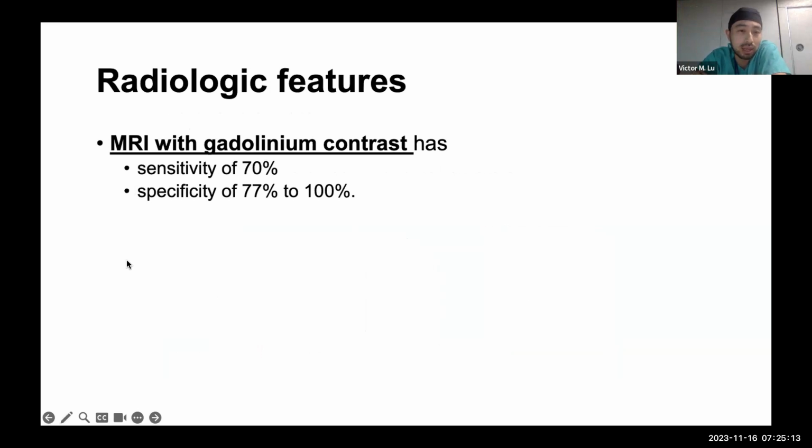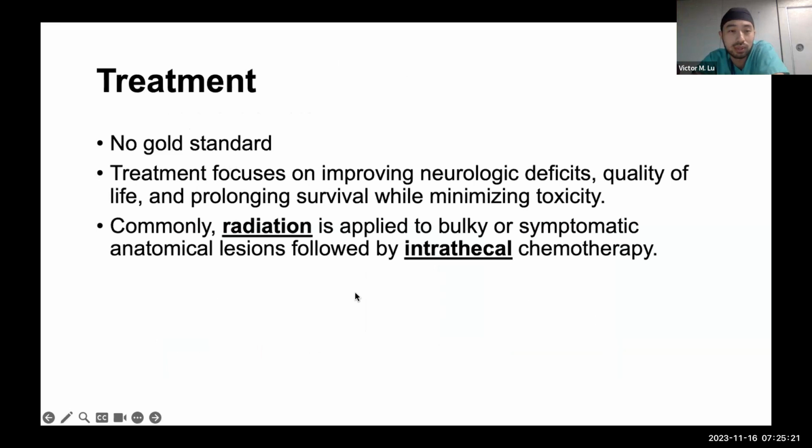Radiologically, there is a very high specificity using MRI, which is, again, radiology and cytology being the two key components for diagnosis. Treatment, there's no real gold standard, and a lot of the treatment focuses on improving quality of life. Radiation is often considered for multiple situations across the neuraxis, with a possibility of intrathecal chemo.